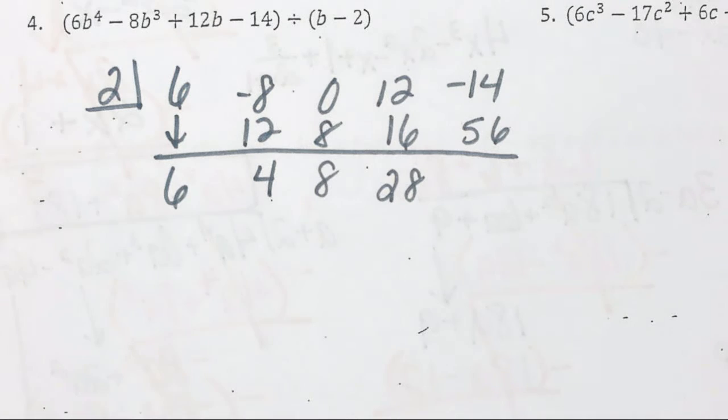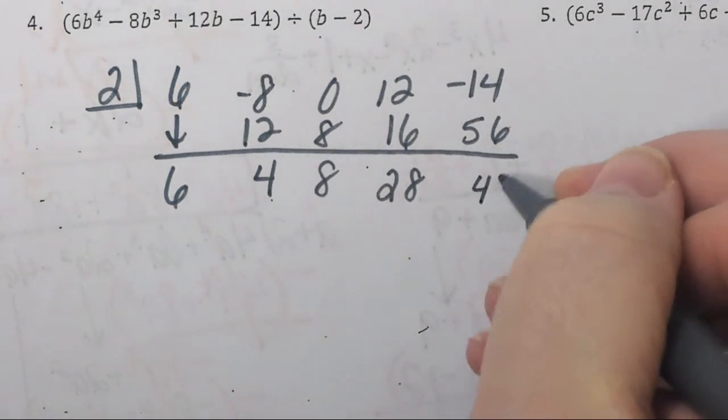I drop down my 6, 6 and 2 is 12. 12 minus 8 is 4, 4 times 2 is 8, 0 plus 8 is 8. 16, 28, 56, minus 14, and that is 42. So again, we have a remainder.